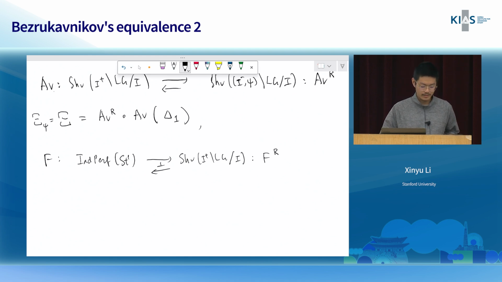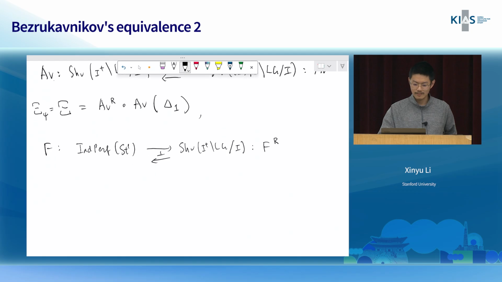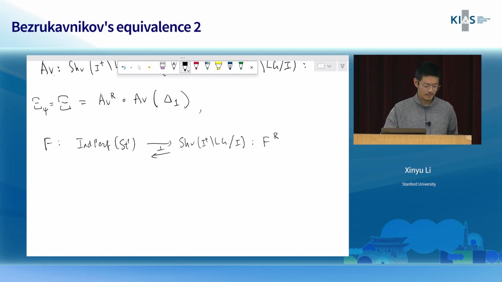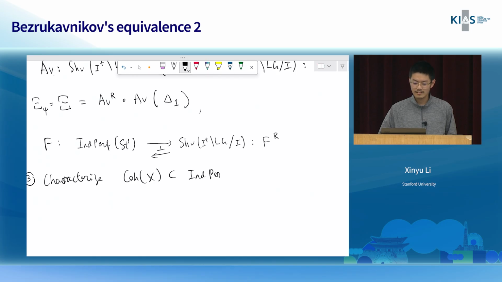So now it comes to the part that's called functional analysis in Bezrukavnikov's paper. So we want to characterize some coherent sheaves on X inside Ind-Perf X. This part is called functional analysis in his paper.